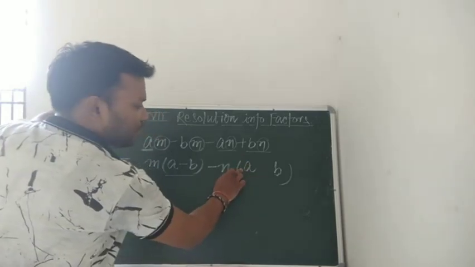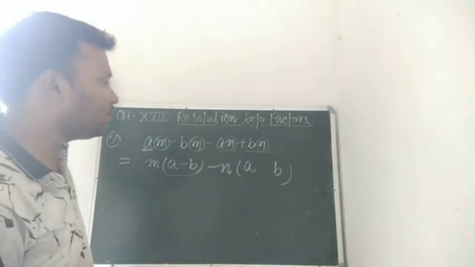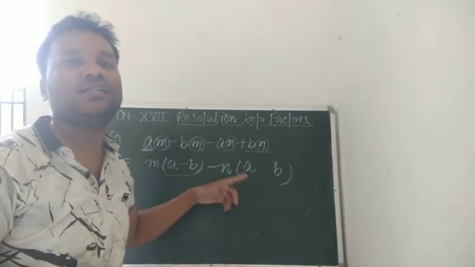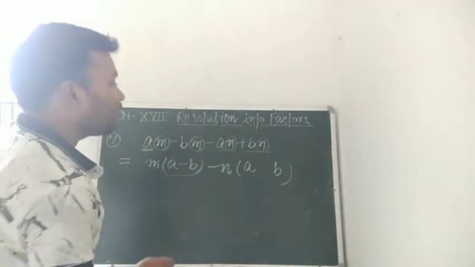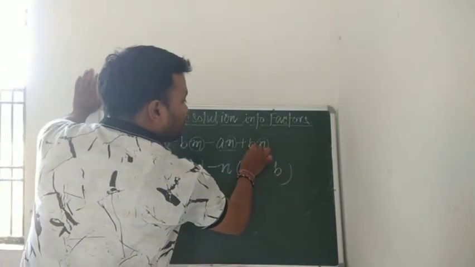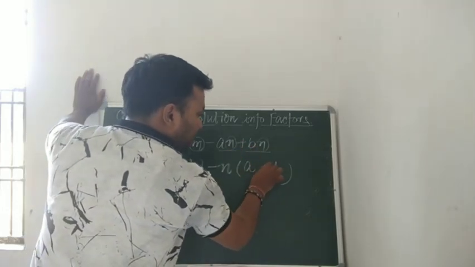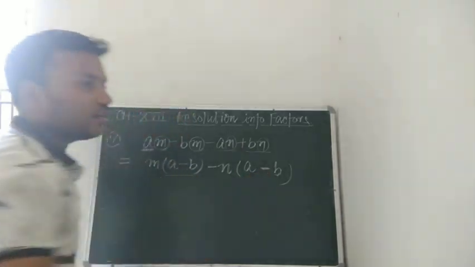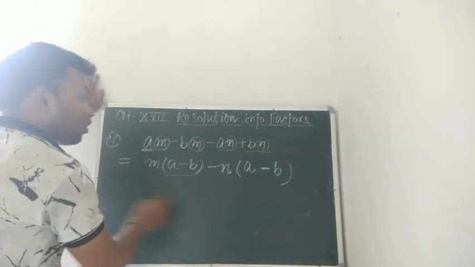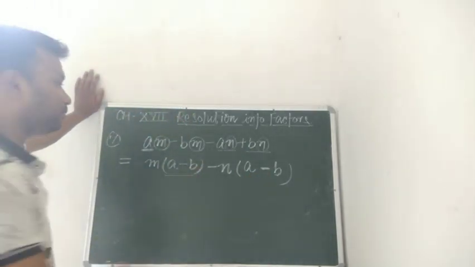There is no need to write plus because it is already understood that if there is no sign before any number, then that will be a positive sign. And what about B? B has a positive sign here, and we have to change the sign of B to negative. This positive sign will be converted into a negative sign because there is a negative sign before the bracket.